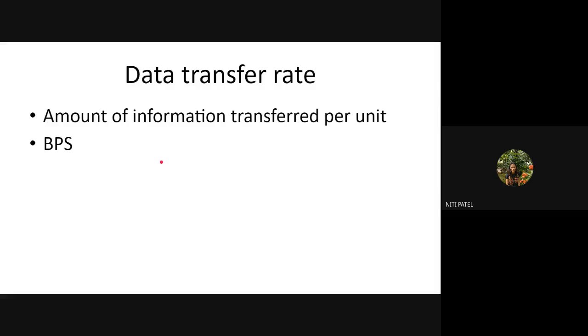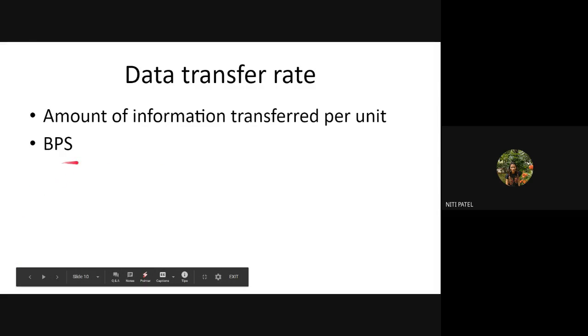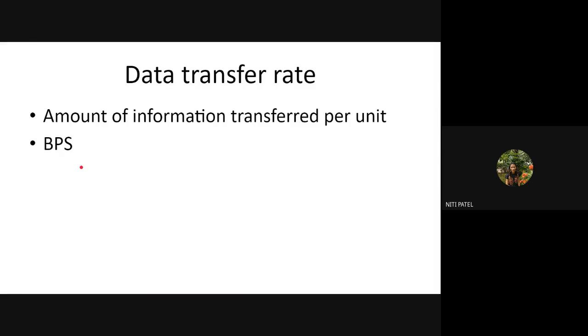Then last is data transfer rate. What is data transfer rate? How many bits per second the data is transmitted is considered to be data transfer rate. So if RAM transmits 12 bits per second, but if cache memory transmits 13 bits per second, I say that the data rate of cache memory is more than the data rate of RAM. So how many individual bits I can transmit per second tells me the data transfer rate of a particular memory chip.